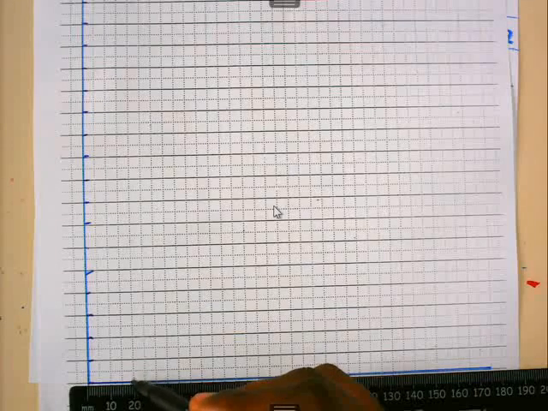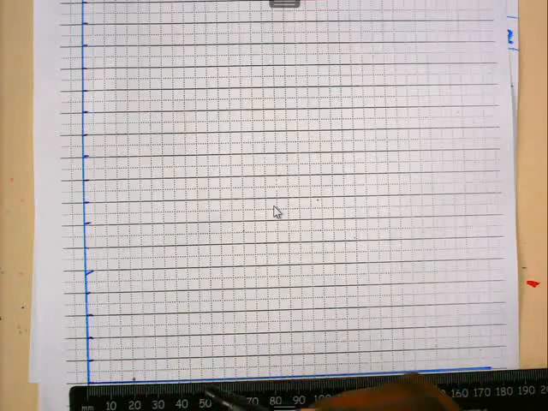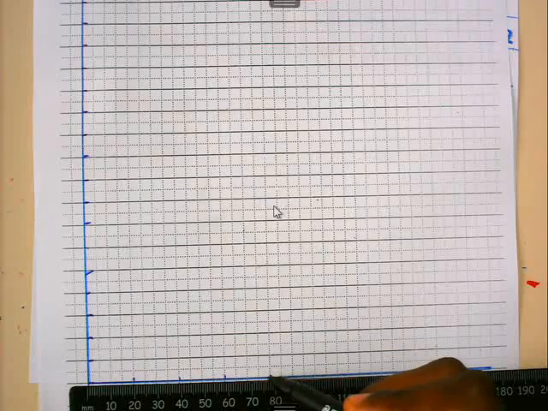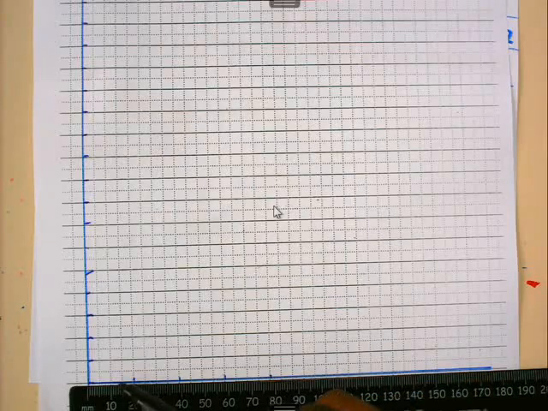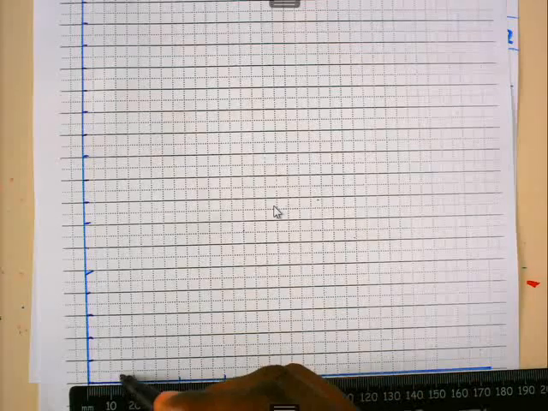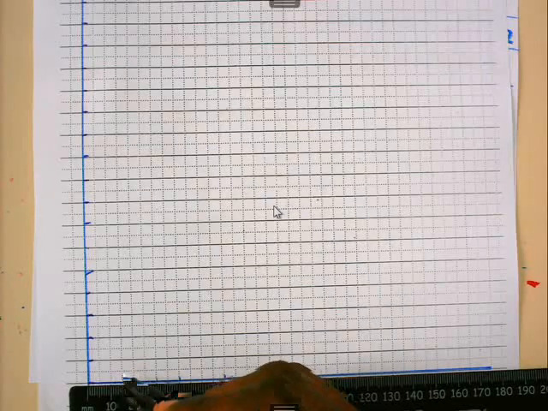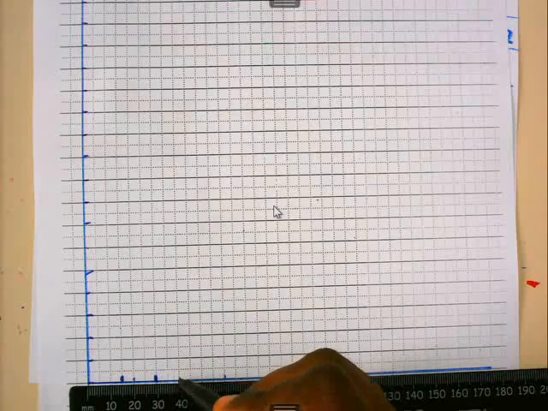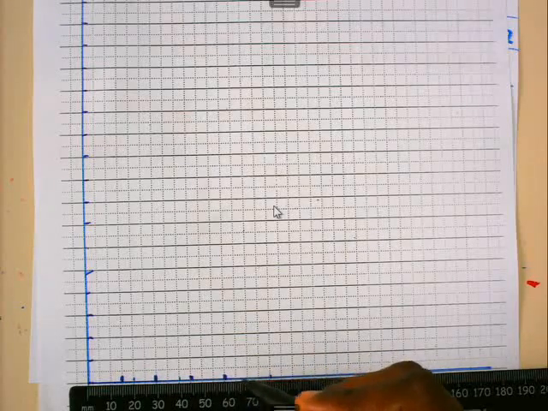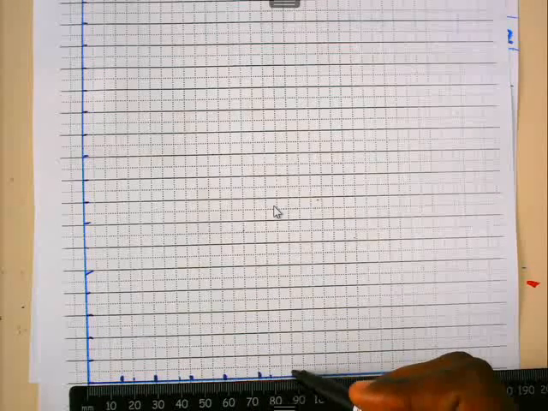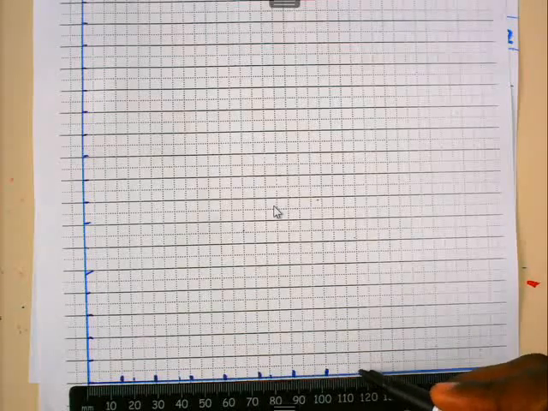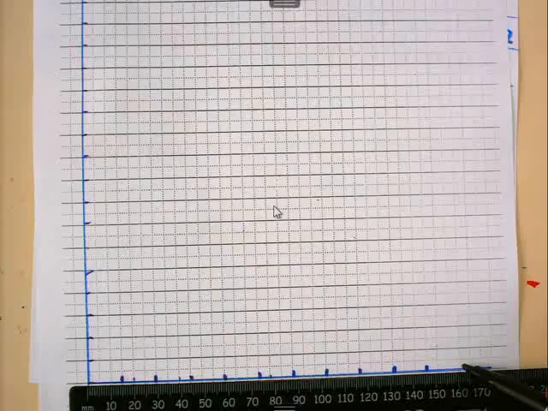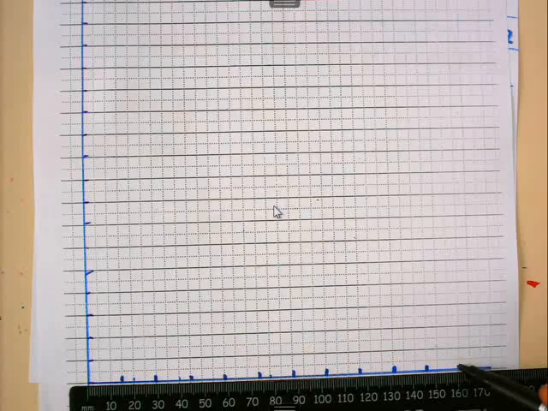We can have here 1, 2, 3, 4. Let me check if that will be fine. Let's try it here. Let's use this one. I'm trying to keep the same interval in between. There we are.